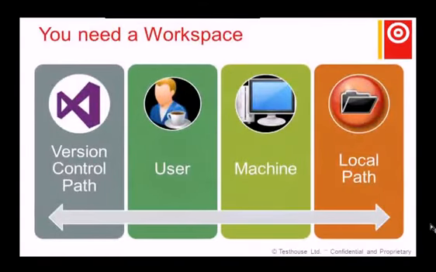So we need a workspace, and there are 4 elements to a workspace. There's the version control path, which is where on the server you can find the files that I'm going to be interested in. Then every workspace has a user who owns it and a machine that it's hosted on, where the files will be coming out to, and a local path within that machine, which you can specify somewhere on your local drive. So it's a mapping between the server where the files are stored within version control and a folder where you want those files to appear. And that mapping is maintained for you. So once the workspace is defined, you don't have to worry about that anymore.